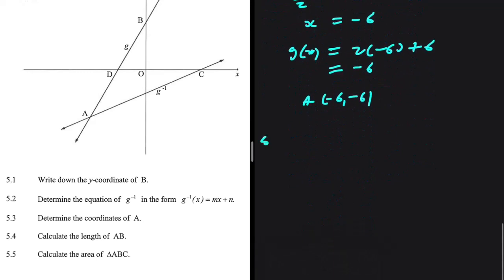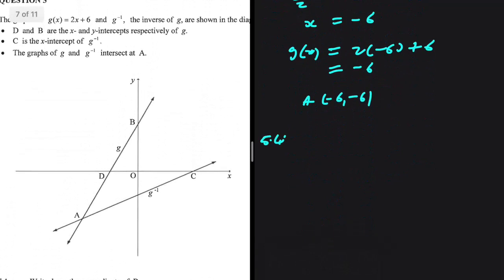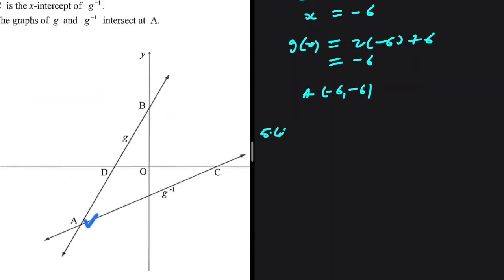Let's take a look at 5.4. In 5.4, we're looking for the length of AB. We have the coordinates of A and we have the coordinates of B. So finding the length of AB should be pretty much straightforward. We're going to have AB equal to, we're going to use the distance formula. That is the square root of x2 minus x1 squared plus y2 minus y1 squared.